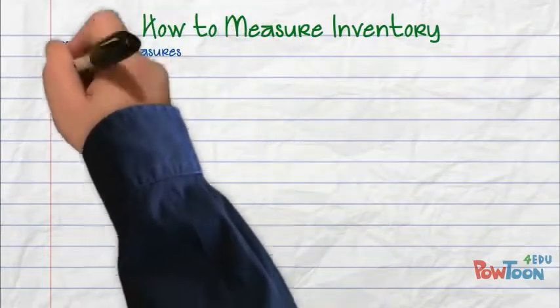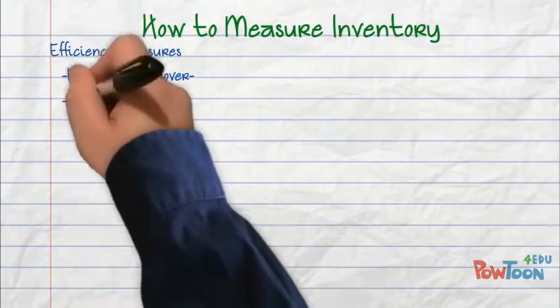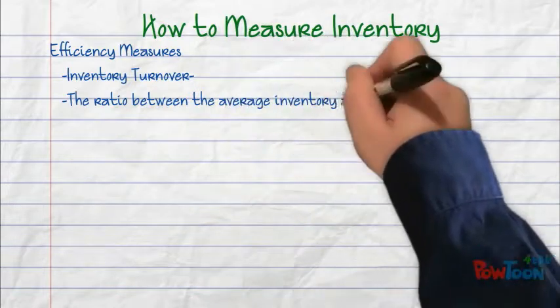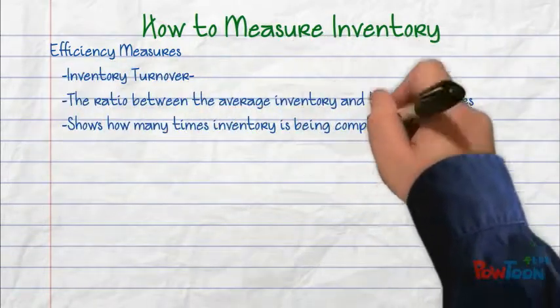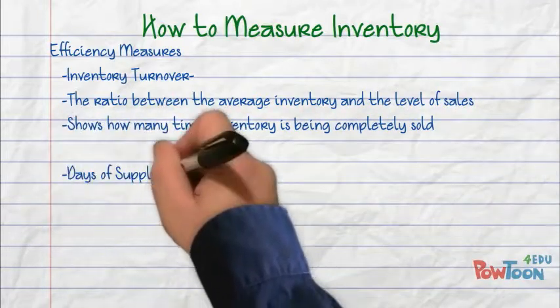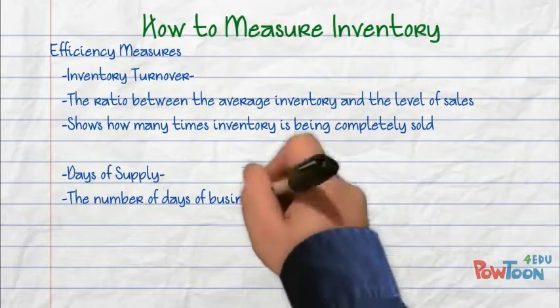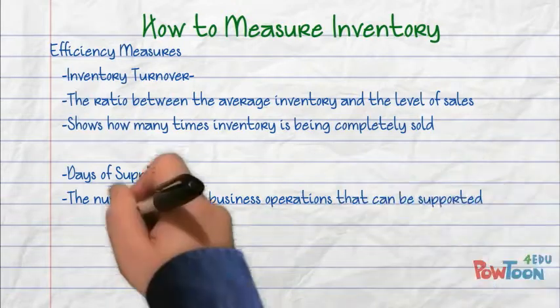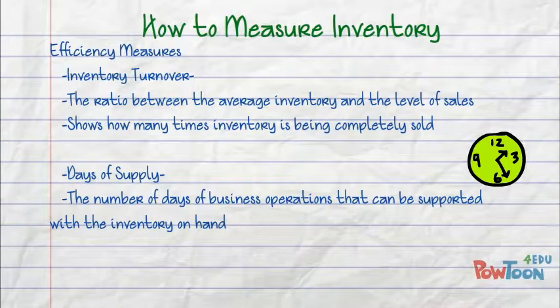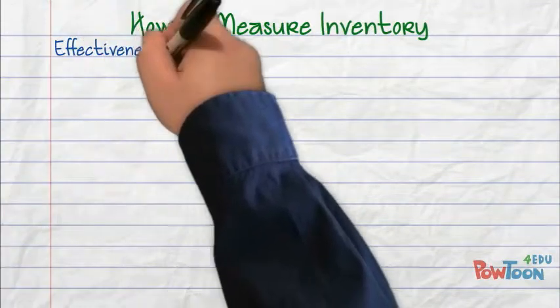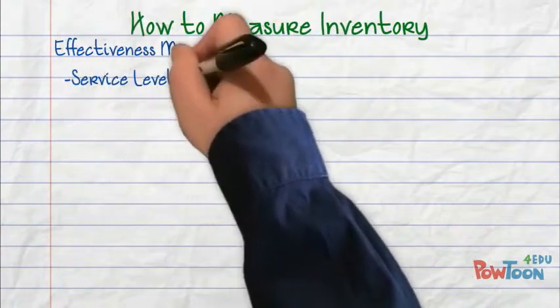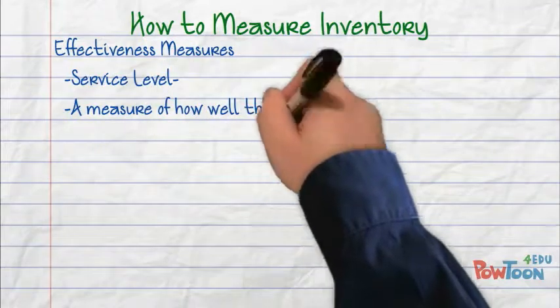Inventory performance can be measured by efficiency and effectiveness. Inventory is efficient if it has a high inventory turnover, meaning that it sells its inventory multiple times throughout a period, or if the days of supply is relatively high, meaning business operations can continue with how much inventory is on hand. In relation to effectiveness, service level and fill rate should be high to show that demand of customers is being met at all times.